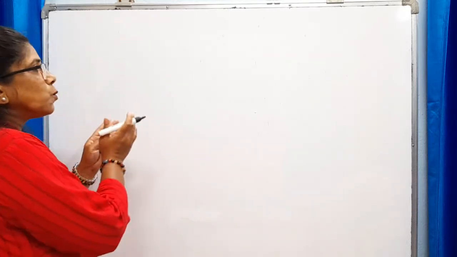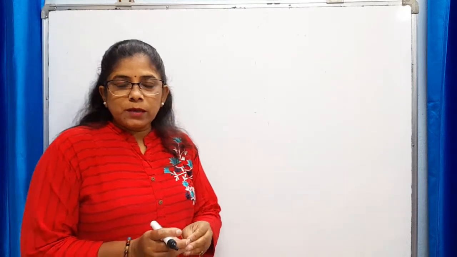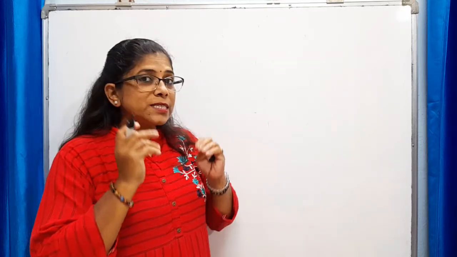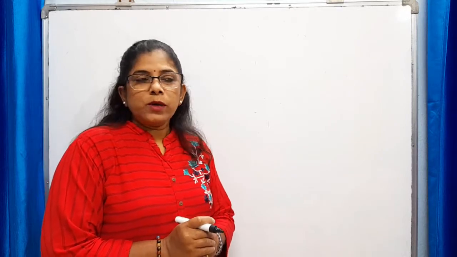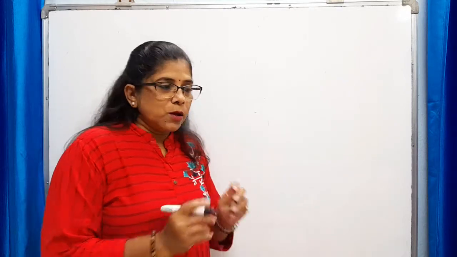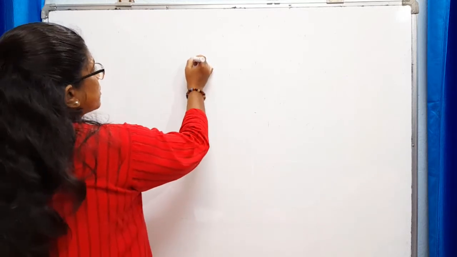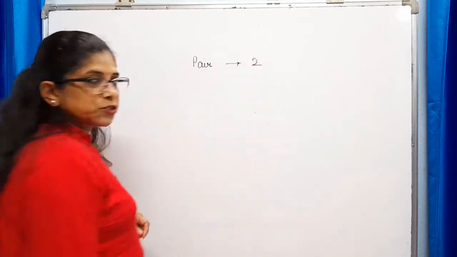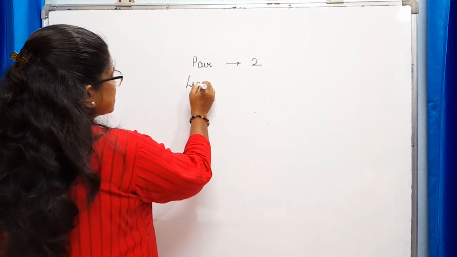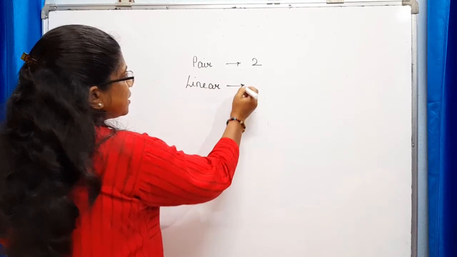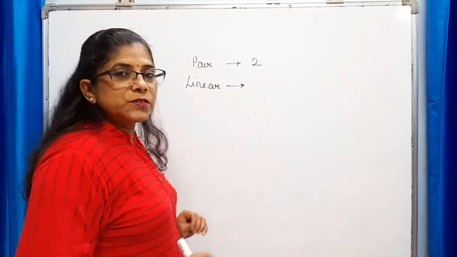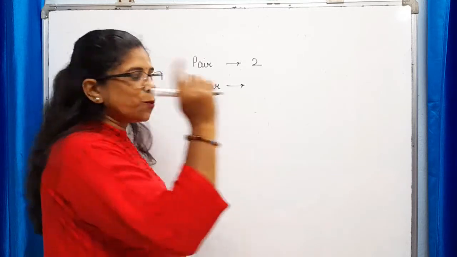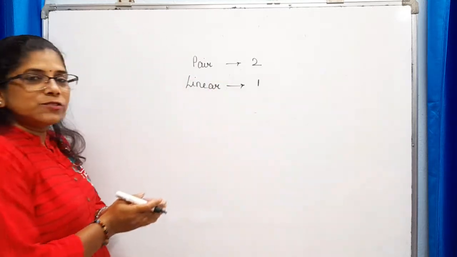First of all, whenever we start any chapter, from the name of the chapter itself, you should get the idea of what exactly we are going to learn in this chapter. So when we say pair, it means there are two equations. Linear means both the equations are linear equations. Linear equations means the degree of that equation is 1.